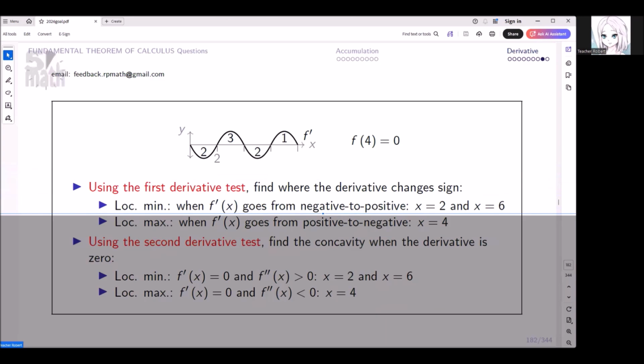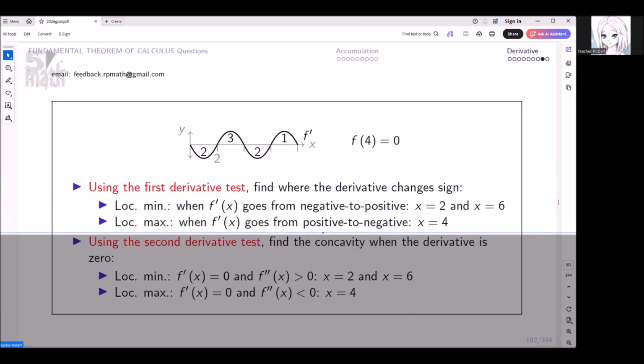Local minimum: when f prime of x goes from negative to positive, x equals 2 and x equals 6. Local max: when f prime of x goes from positive to negative, x equals 4.